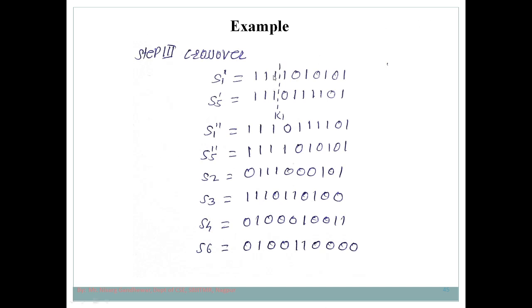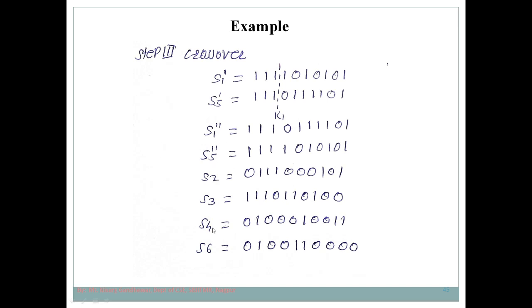In 1 point crossover, we keep the left hand side bits as they are, and we flip the right hand side bits. So here S1 double dash and S5 double dash. For S1 double dash, the first 3 remain as they are, and then this part is replaced by this one, so 0 1 1 1 0 1. Similarly for S5 double dash, the first 3 bits remain as they are, and this part will be present over here, 1 0 1 0 1 0 1, like this. So we have found S1 double dash and S5 double dash.